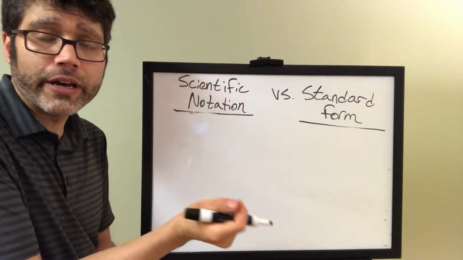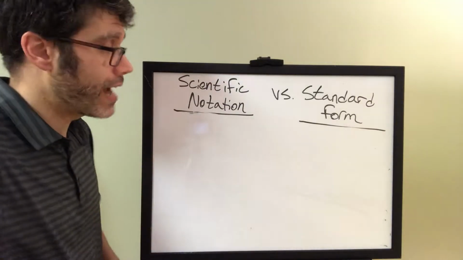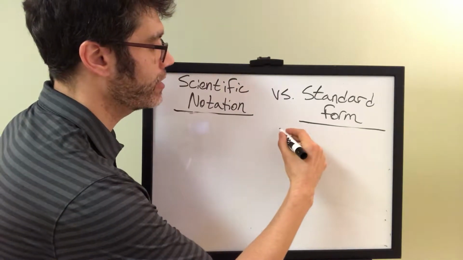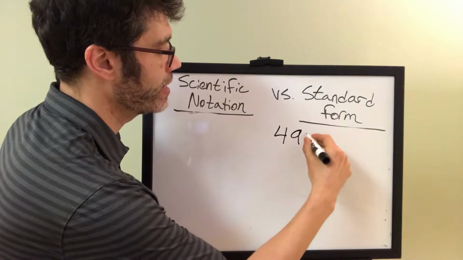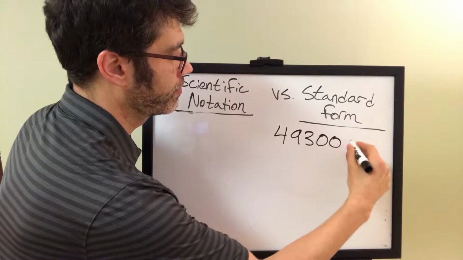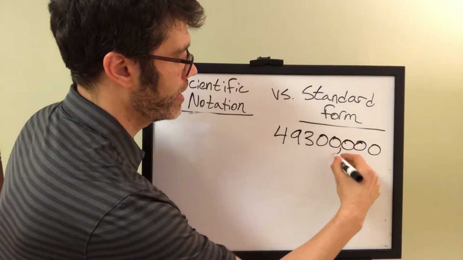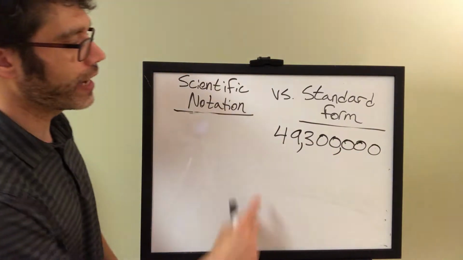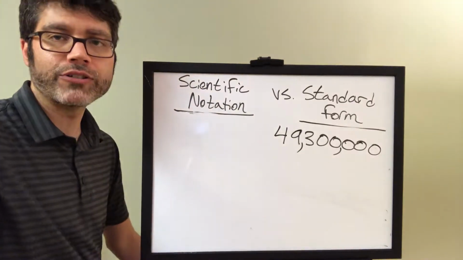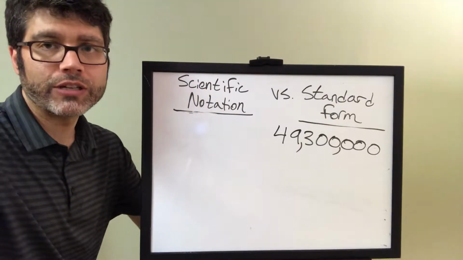All right, so let's do another example of this just to get some practice. Let's say I gave us the number of this. All right. So that looks like it's 49,300,000. And so let's write that in exponential notation.